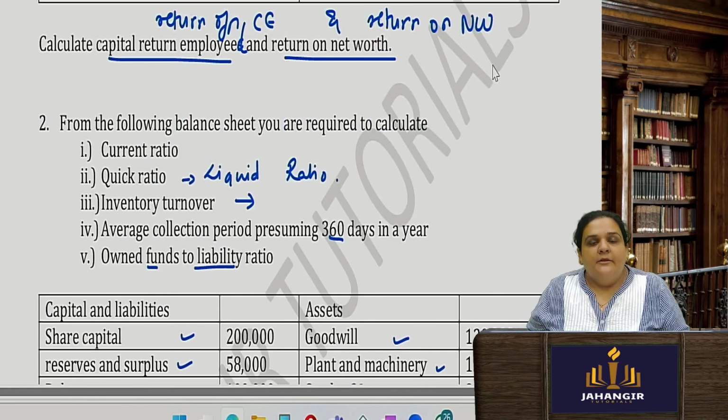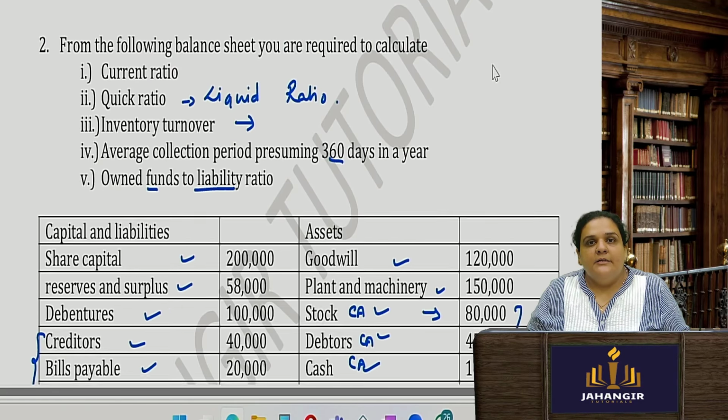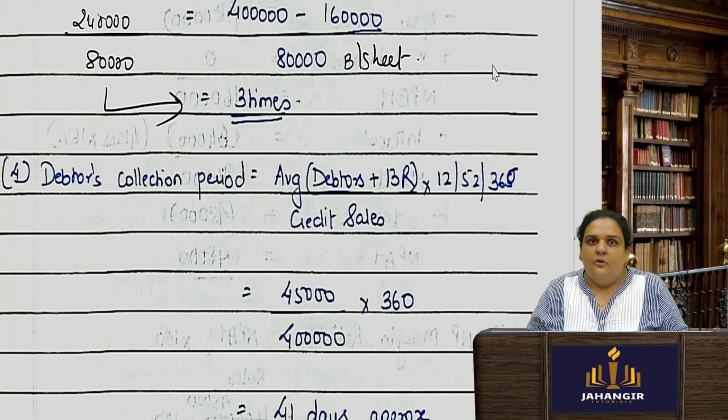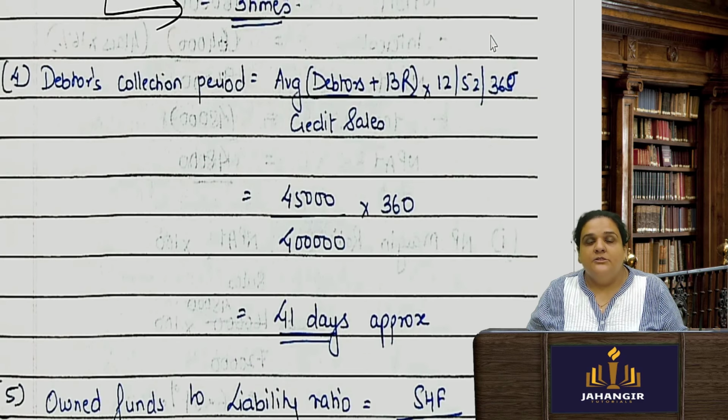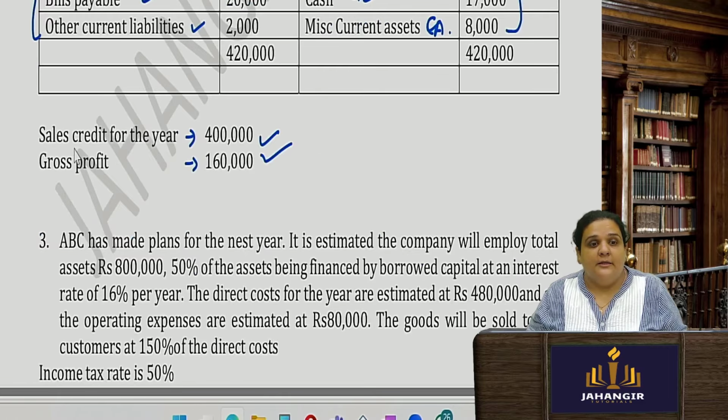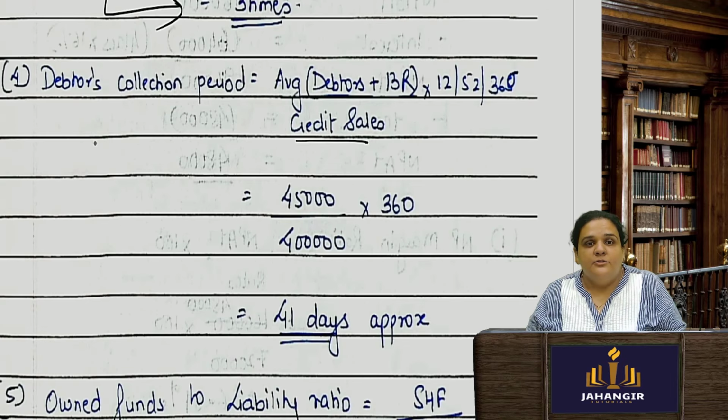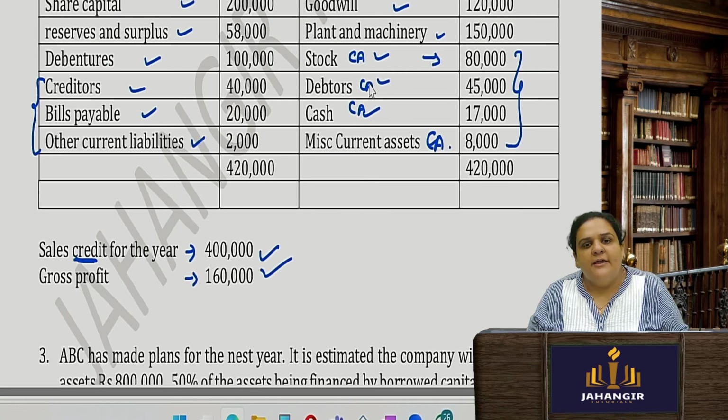Then they are telling me to find average collection period assuming 360 days in a year. Okay. So average collection period will be the reverse of turnover. So it will be average debtors plus bills receivable upon credit sales. Now they have told me sales is all credit. Sorry, credit sales. So 4 lakhs. Average debtors plus bills receivable, they have not given opening closing. So I will take this debtors 45.